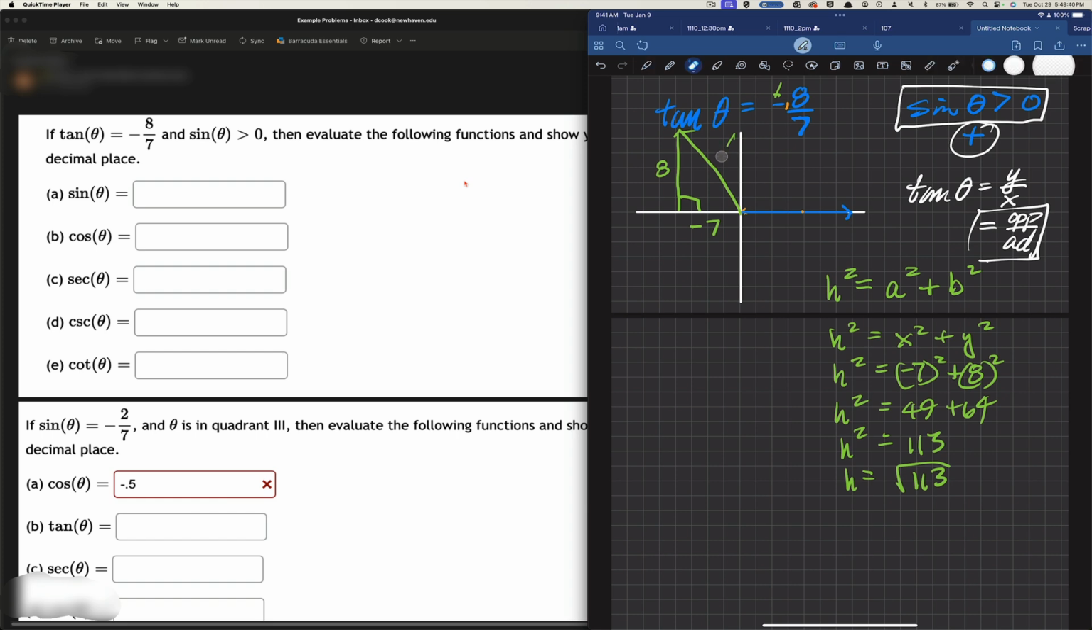So my hypotenuse has a length of the square root of 113.